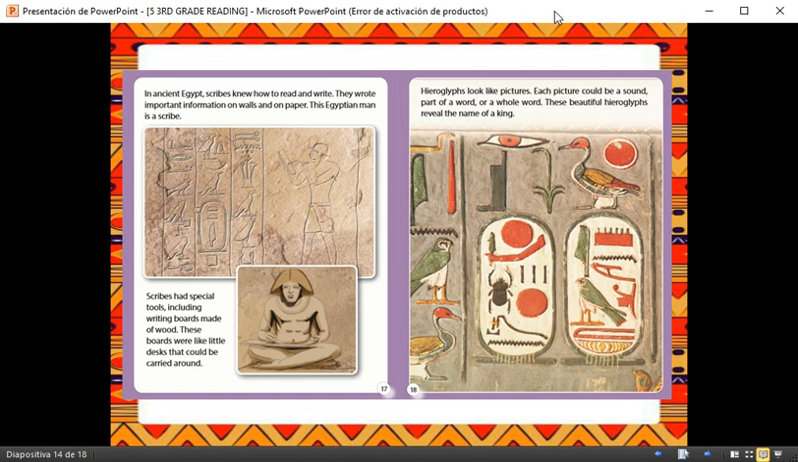Hieroglyphs look like pictures. Each picture could be a sound, part of a word, or a whole word. These beautiful hieroglyphs reveal the name of a king.